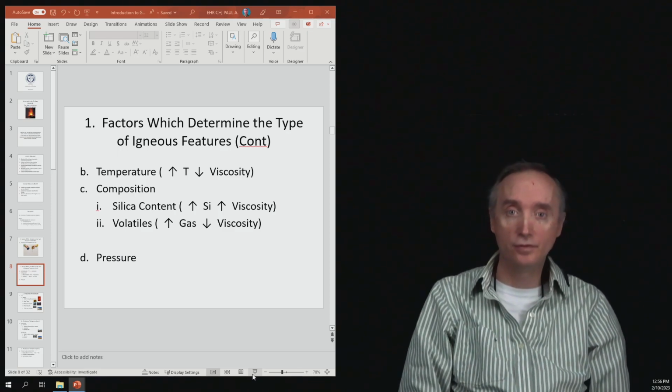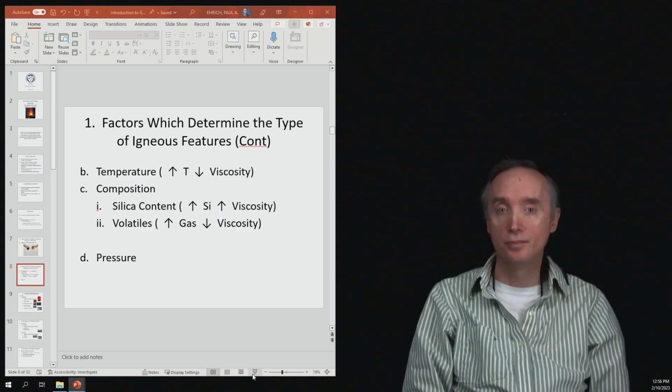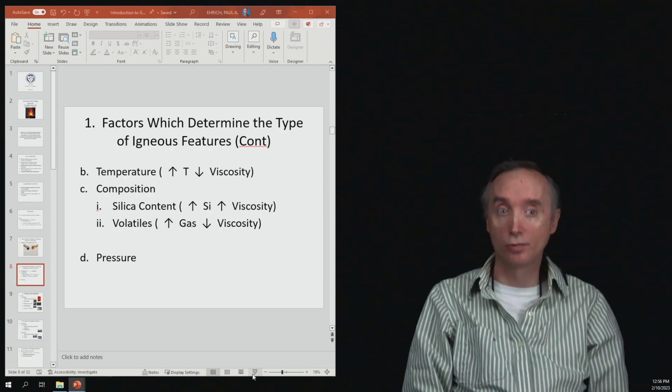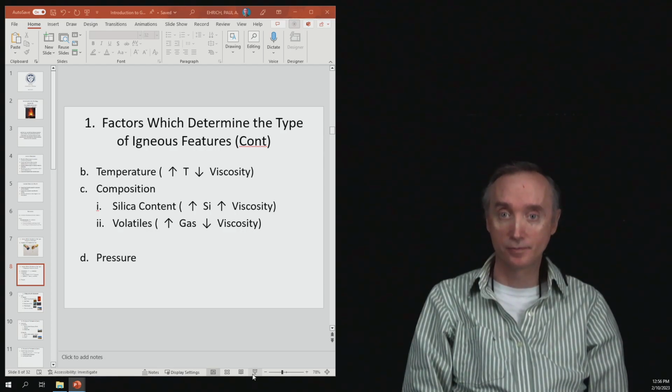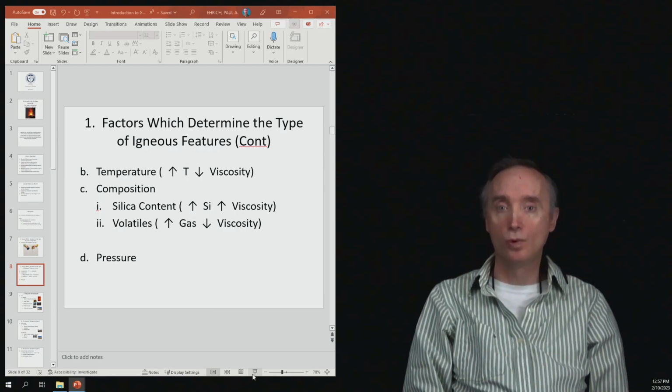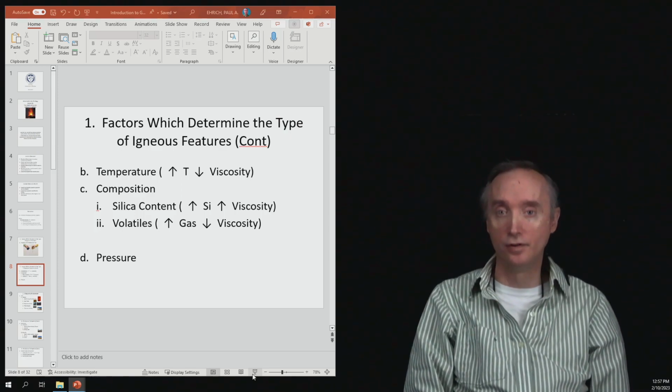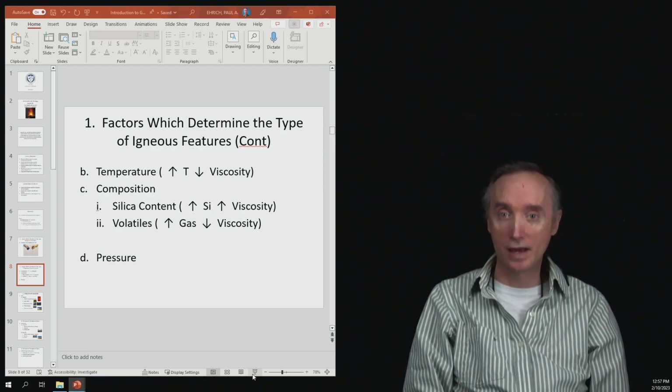On the other hand, if you heat up your maple syrup, then it becomes more runny. So it becomes less viscous. If you increase the temperature of your magma, then that's going to make it more runny. It's going to make it less viscous. Okay, it also depends on the composition of the magma. One of the things is the amount of silica that is inside the magma.